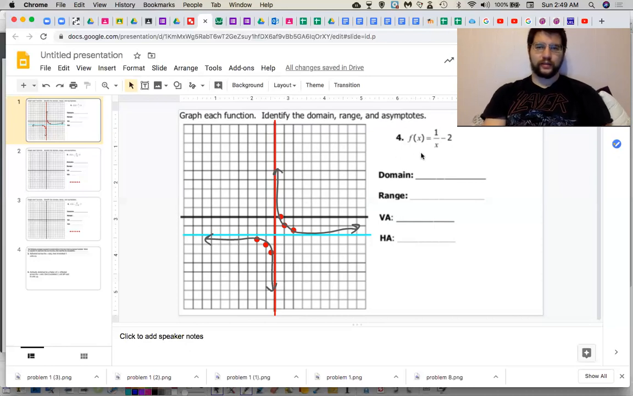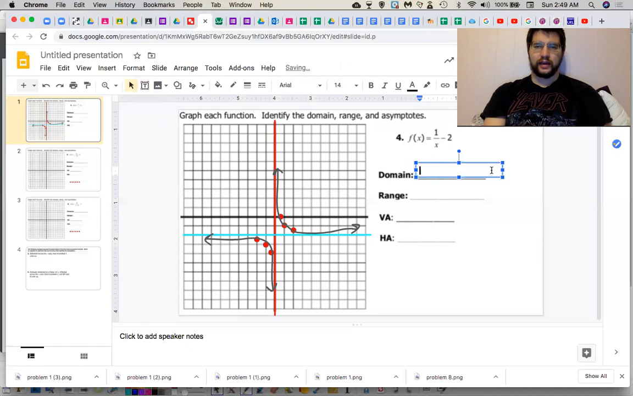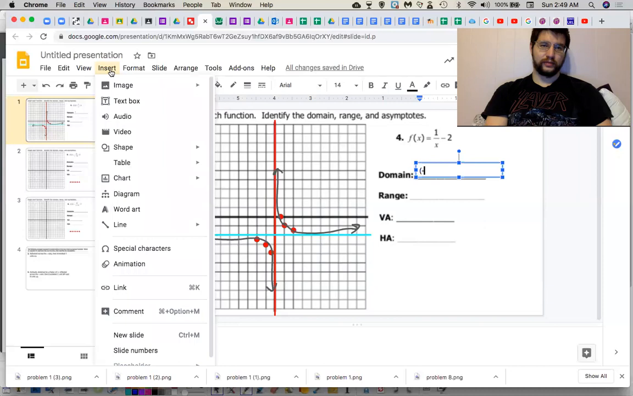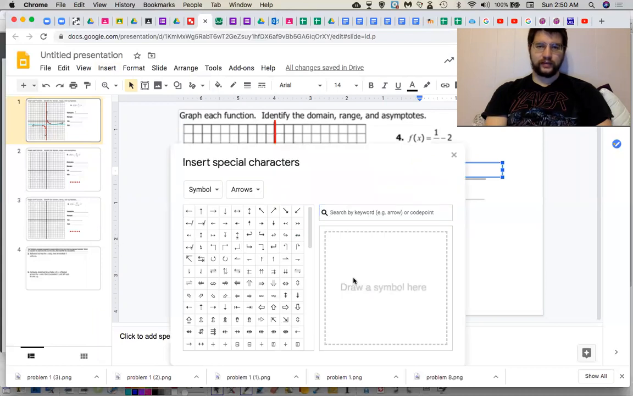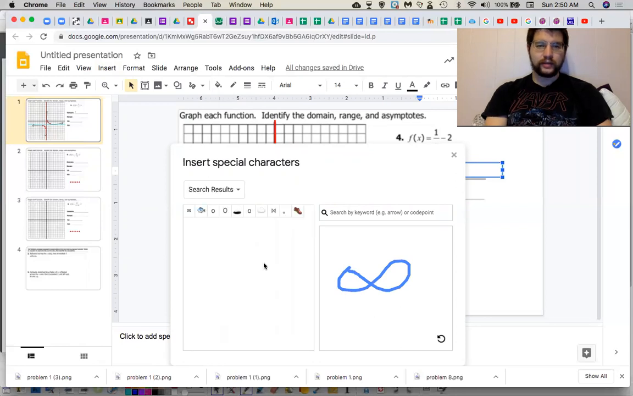So now the domain. Well, it's everything but 0. So here's a text box. Use it. Click on the text box, make it a little big. Now you're gonna open up your parentheses, and you need negative infinity. Well, you're gonna insert, and then we gotta go down to special characters. And then just kind of in this place right here, you can draw your symbol. The infinity looks like this. There it is.